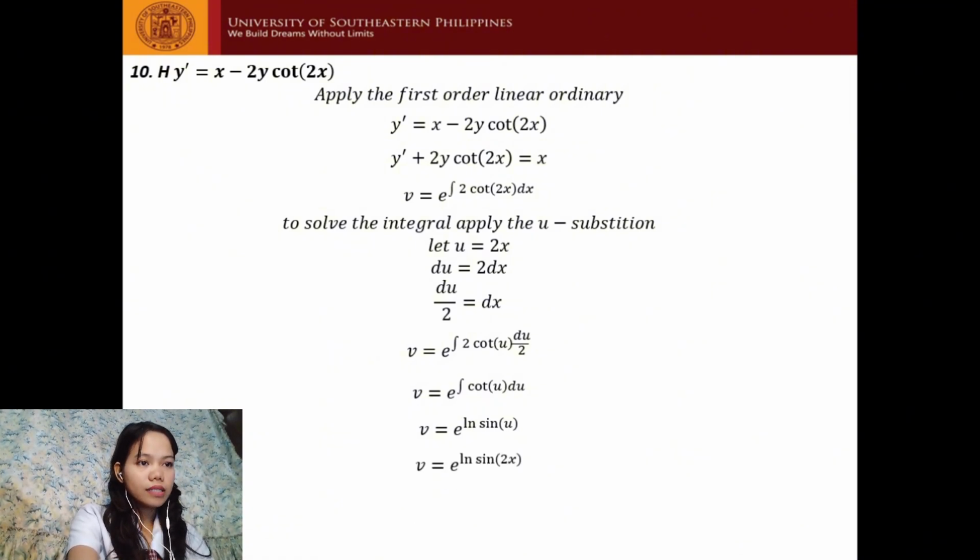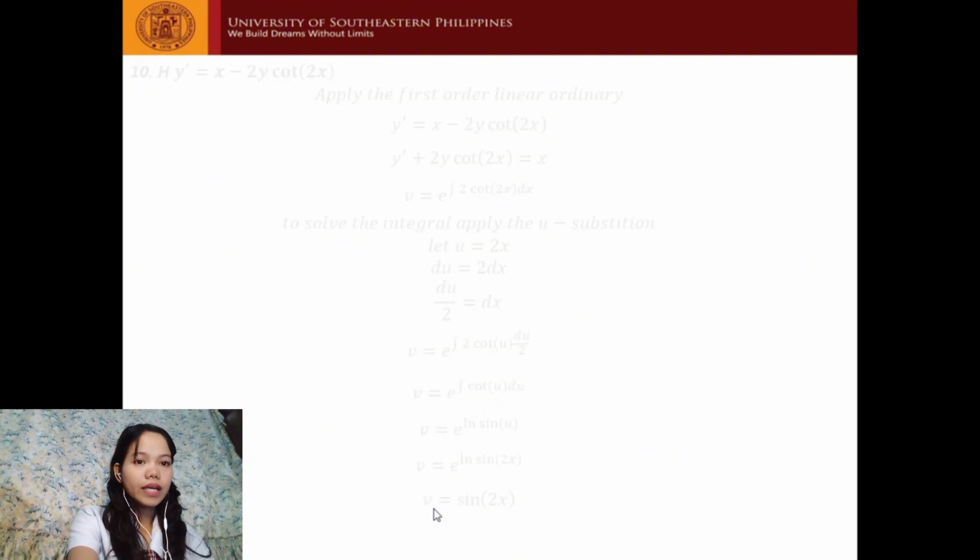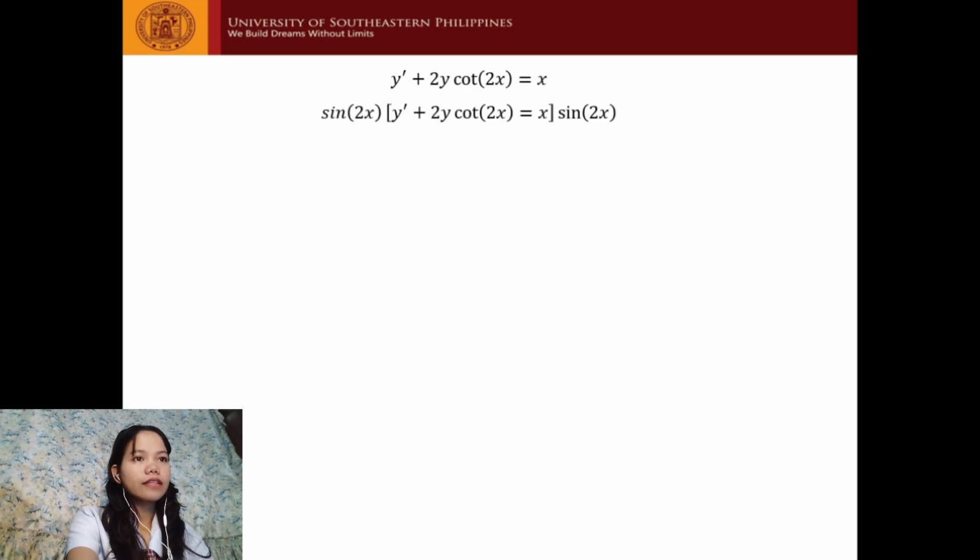Since we let earlier u equals 2x, the next thing we do is to substitute back what we let earlier. Now we have v equals e raised to the power of ln of sine 2x. So what we have for v is sine 2x. The next thing we do is to multiply both sides by sine of 2x. So sine of 2x multiplied to y prime plus 2y cotangent of 2x equals x multiplied also again to sine of 2x.